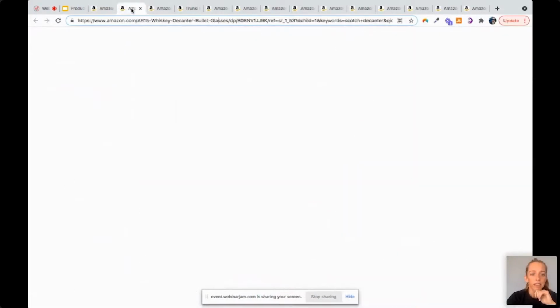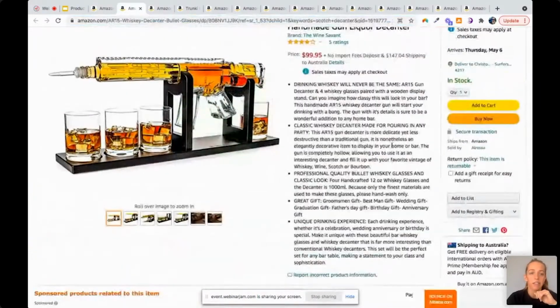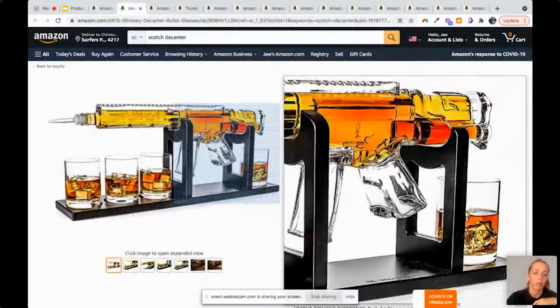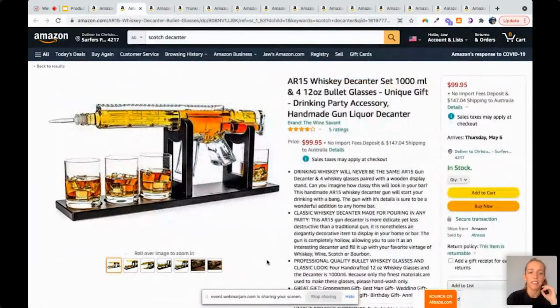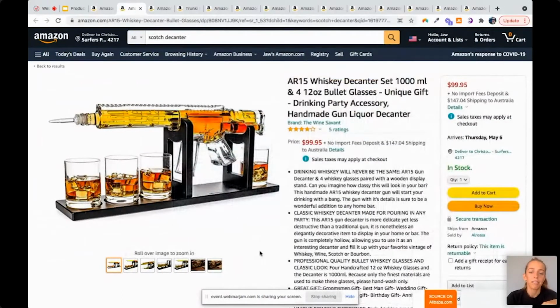But this example here, and they've really gone over to make it different, is a decanter that looks like a gun, okay, or a rifle. So you can see that when you're scrolling, you'd be like, that is completely different. They've obviously got a target audience, someone who likes guns, very masculine, very James Bond. So this would definitely stand out from the crowd.